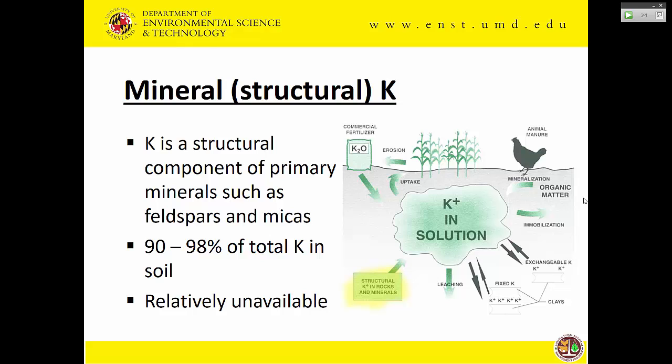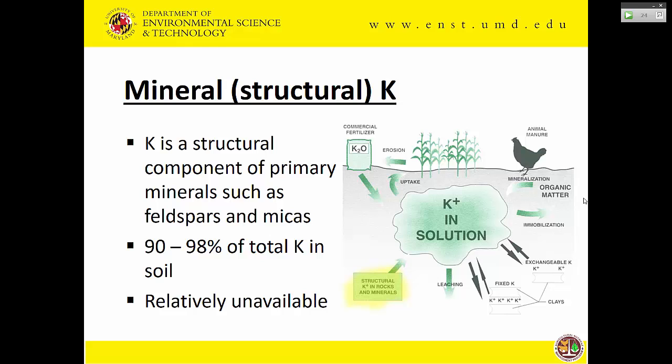Now another one here is structural, which happens in this case. This is the structural potassium. This is where most of the potassium in the soil is stored. In this case, it becomes part of the mineral. And the 2 examples here are mica and feldspar, which are 2 potassium-rich minerals. And that's where most of the potassium is.